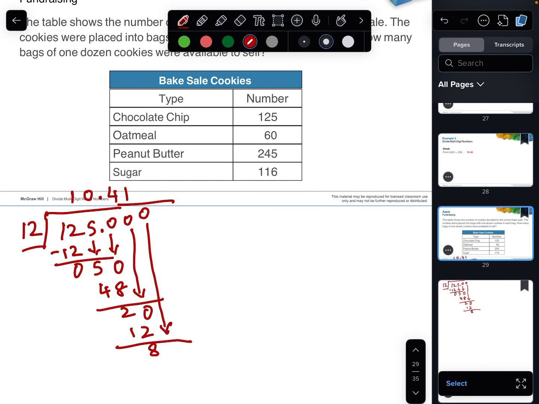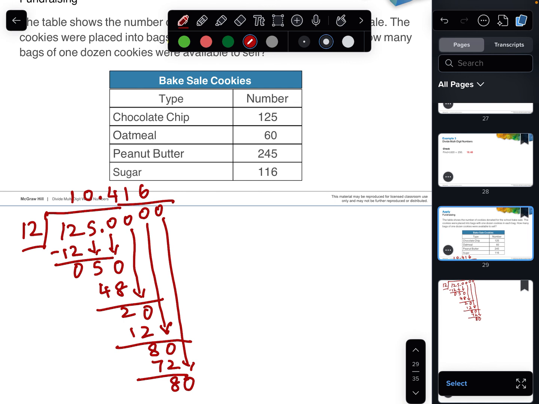8. It's going to go 6 times. That gives me 72. Now I know that I'm going to keep repeating the 8s every time. Okay. So I get 10.416. Now can I make 10.416 bags?